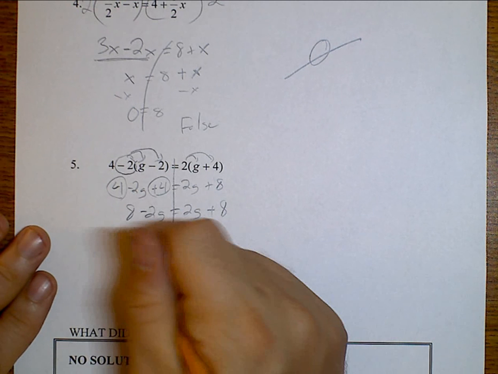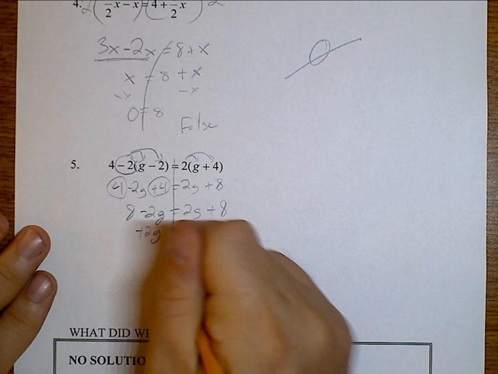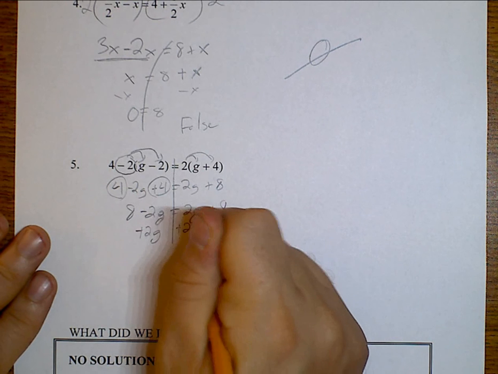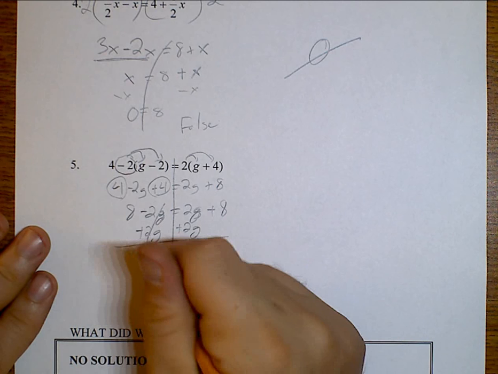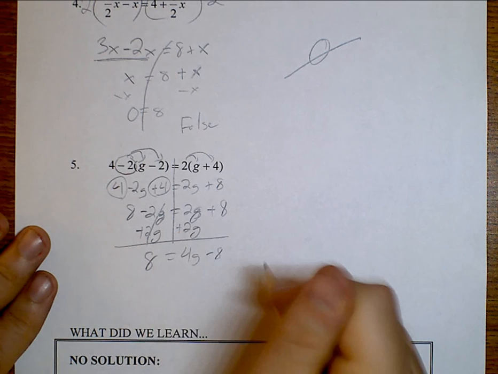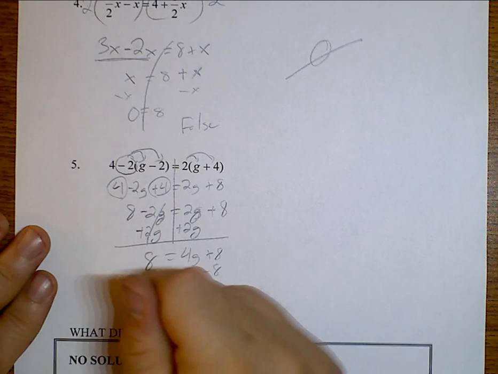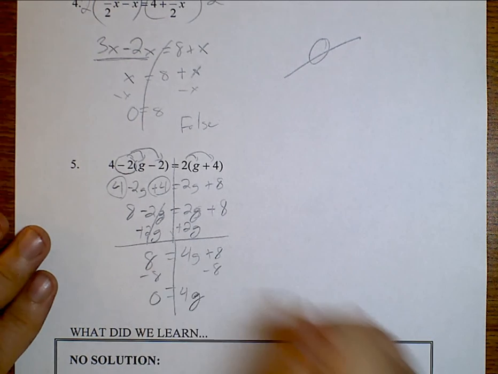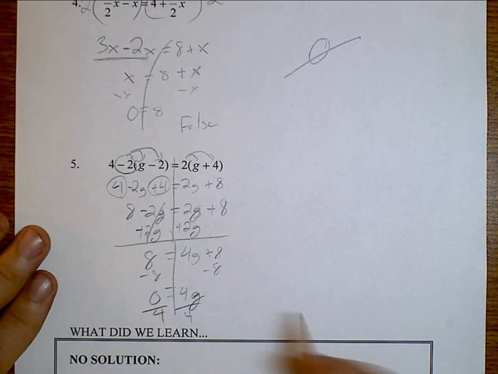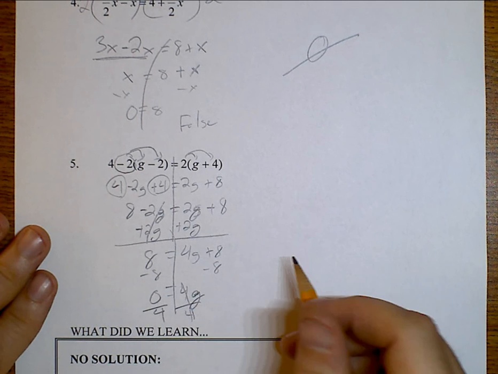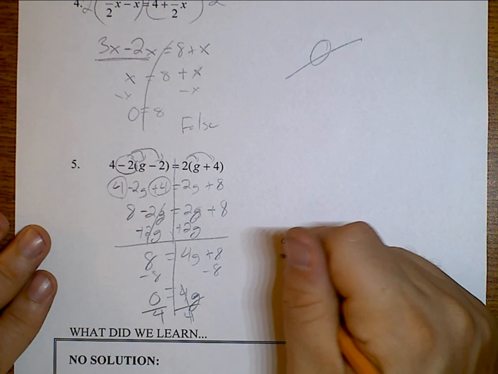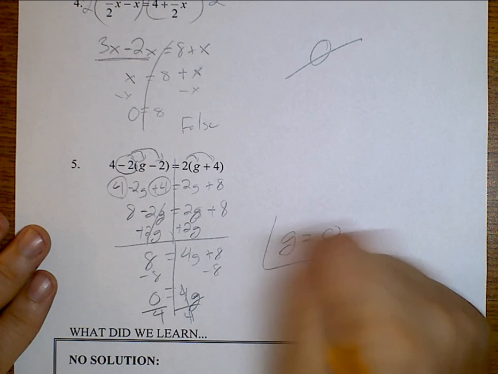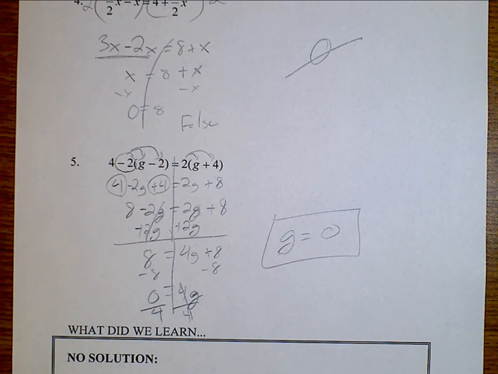So when I add 2g to both sides, I get that 8 equals 4g plus 8. I'm going to subtract 8 from both sides, and I get that 0 equals 4g. And divide both sides by 4. And 0 divided by anything is just 0. So g equals 0. And so you need to make sure that your variables are actually eliminating and not just close to eliminating.